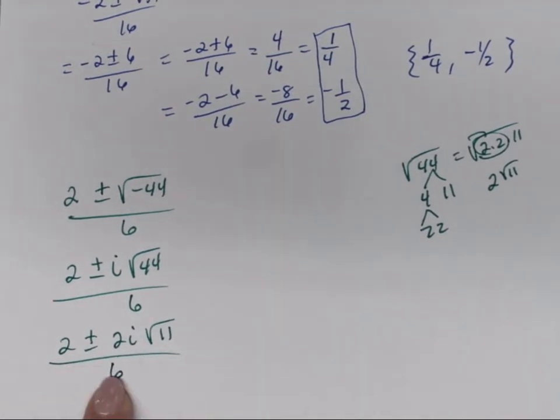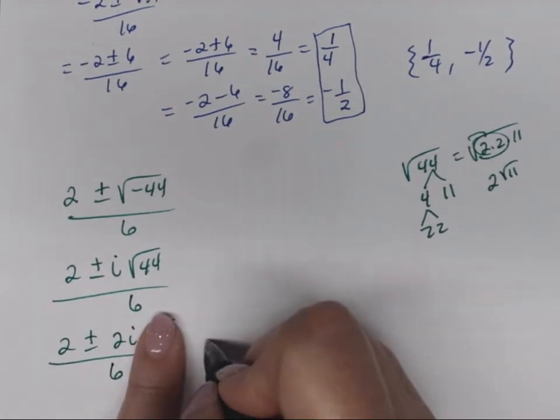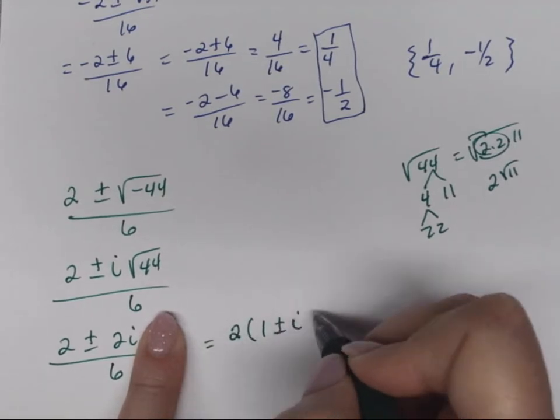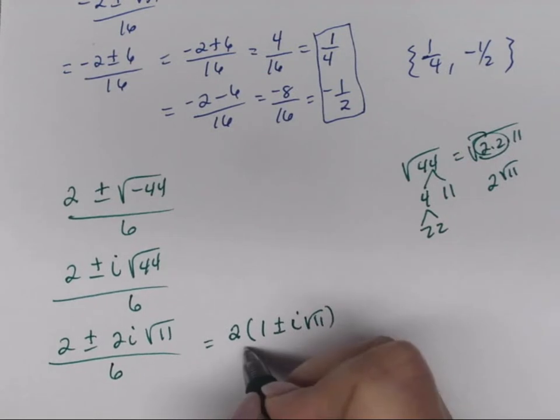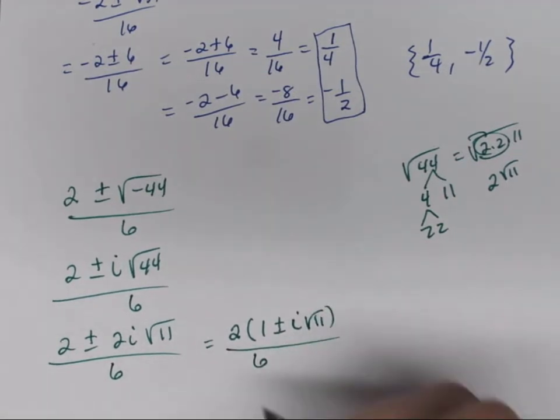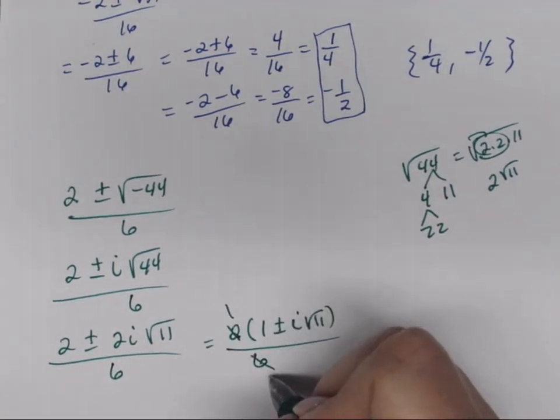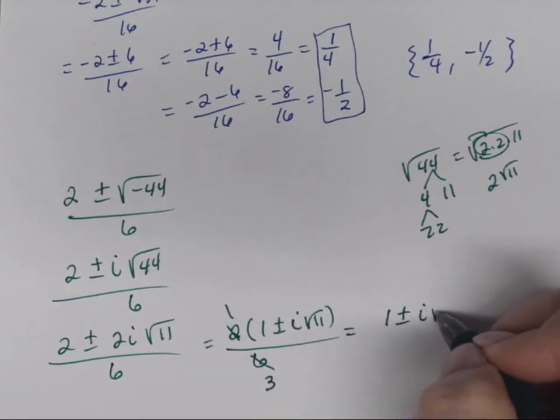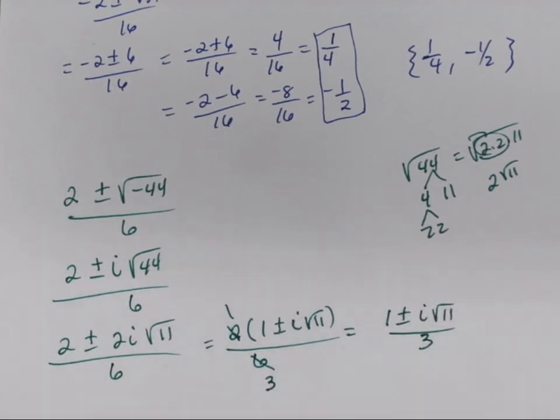Again, 2, 2, and 2 will all divide by 2. So I'm going to factor out a 2 and get 1 plus or minus i square root of 11 all over 6. 2 goes into 2 once, it goes into 6 3 times, we get 1 plus or minus i square root of 11 all over 3. So that's the different types of answers you can get on the quadratic formula. So study up for that test.